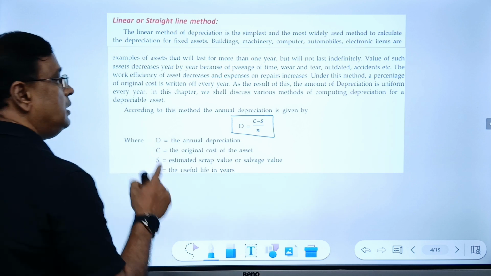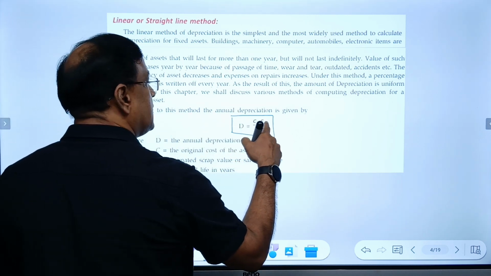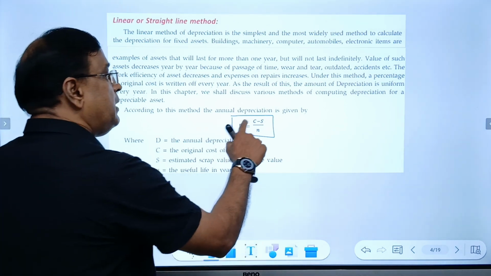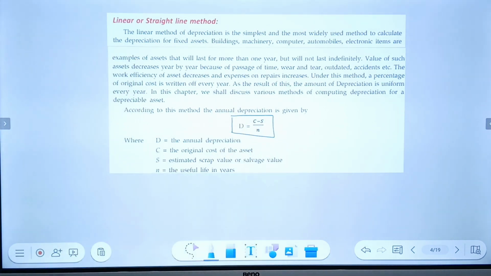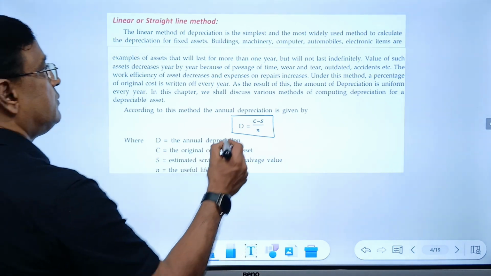Now what is the formula? Depreciation is equal to original cost minus scrap divided by the useful life. D equal to C minus S by N. Okay, C minus S by N. Here, why is it linear? See, this is very important.